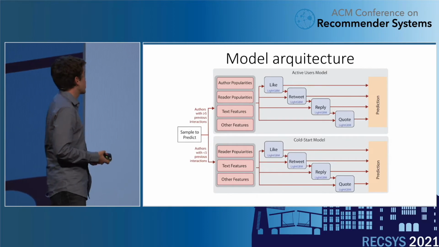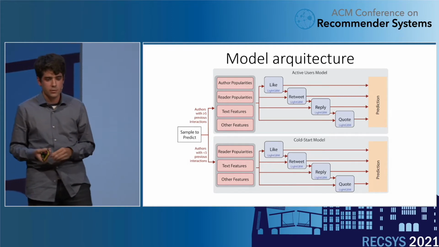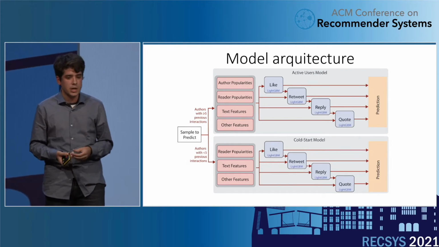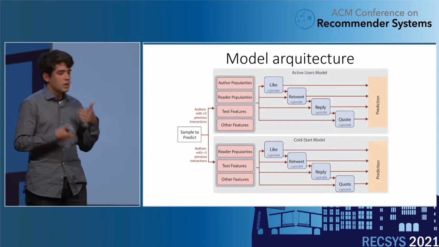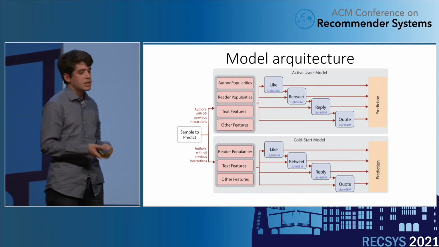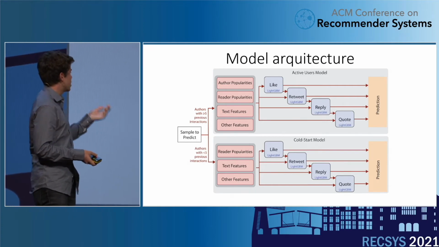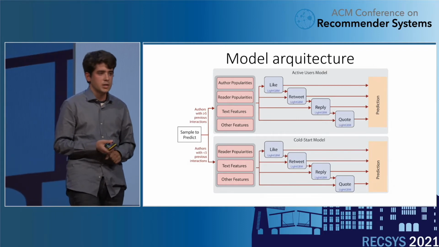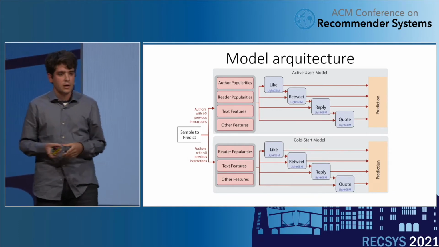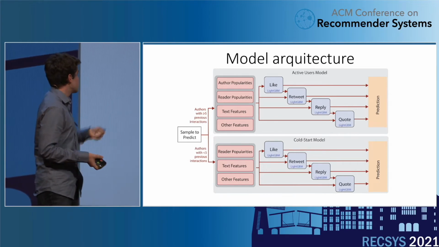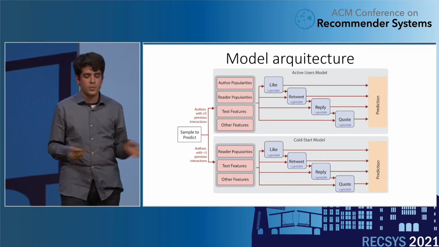So this is the final architecture of our model. You can see on the top one, the active user model that we called for the active users, or users that have a lot of previous interactions. And in the bottom row, you have the cold start model. You can see that the only difference is how they were trained. The first one was trained using the author popularities, and the cold start model was only trained using text features and other features, but also reader popularities, because this is one improvement that we would like to make in the future, like also splitting for reader popularities. And you can see this was a hyperparameter, but we decided at the end to use more than 5 and less than 5 interactions to make this split.